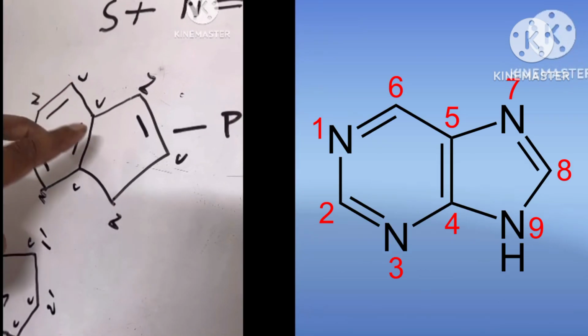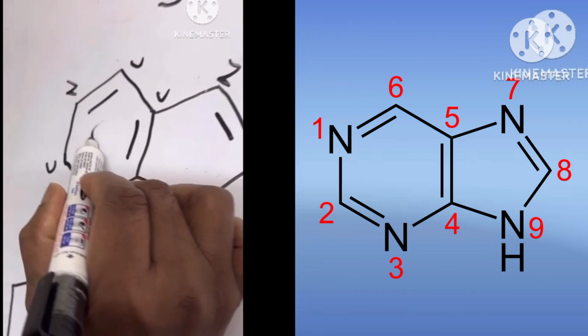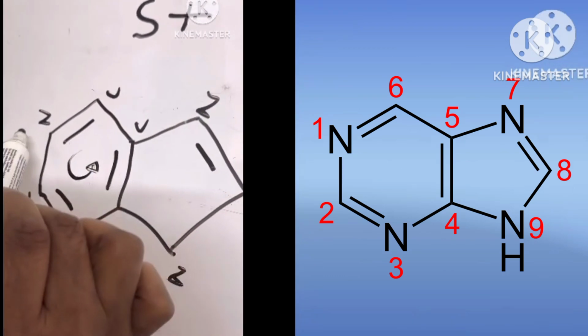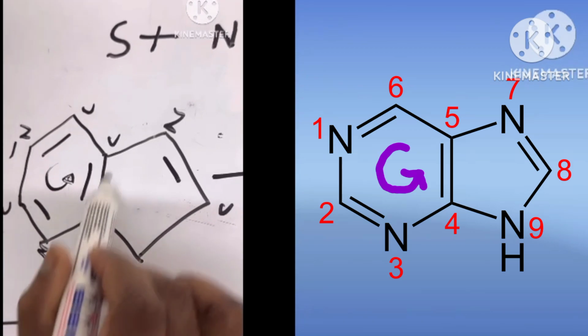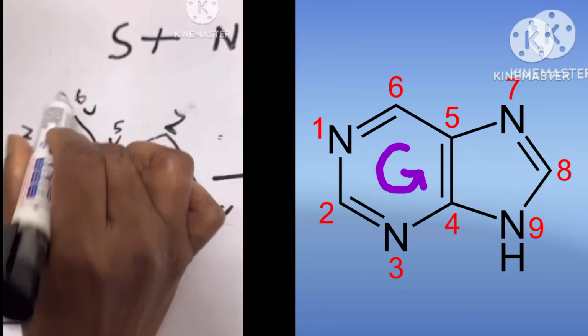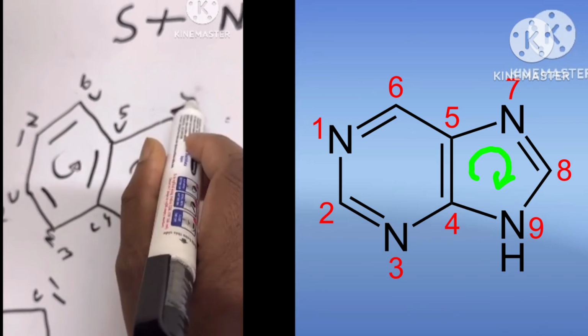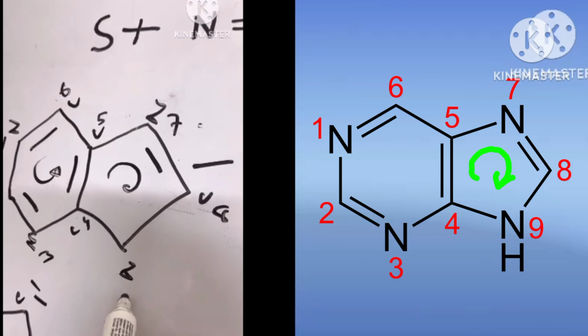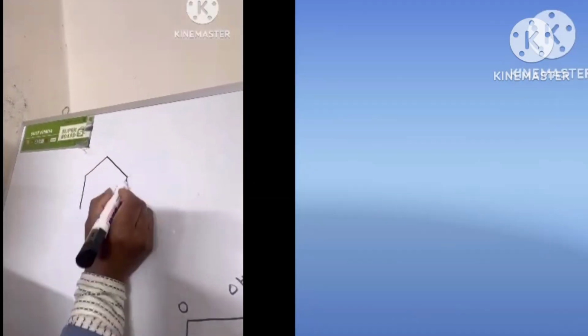In purine, there are two rings. The first ring is numbered anticlockwise: 1, 2, 3, 4, 5 and 6. In the second ring of purine, it is numbered clockwise: 7, 8, 9. The 1 prime carbon of sugar always binds with the 9 position nitrogen of purine and forms either adenosine or guanosine.